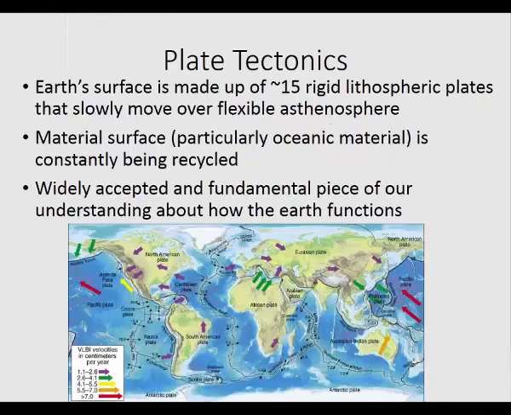So what our current understanding of plate tectonics tells us is that the Earth's surface is made up of around 15 rigid lithospheric plates that slowly move around over the flexible asthenosphere. Hopefully you'll remember that the lithosphere is the surface layer of the Earth that forms a rigid, hard, solid layer, and it sits above the asthenosphere, which is a slightly flexible, more putty-like layer that circulates slowly over time due to convection and heat circulation underneath the planet.